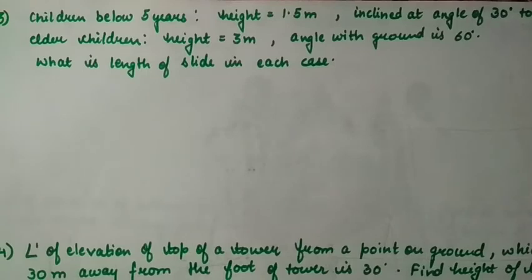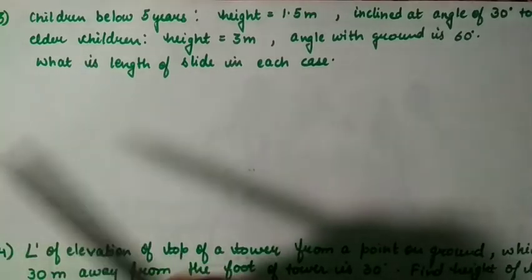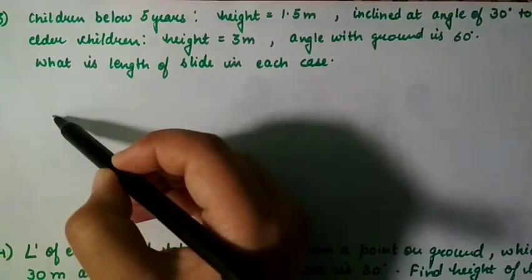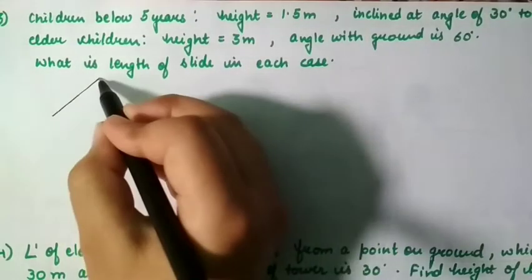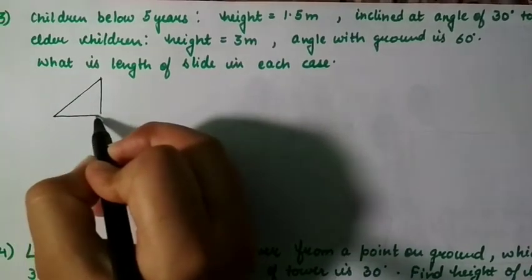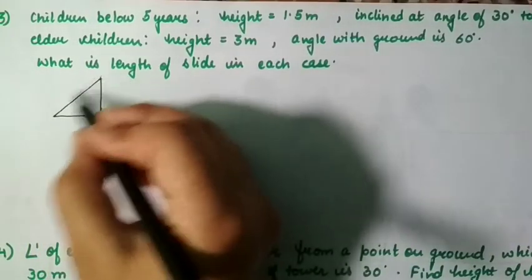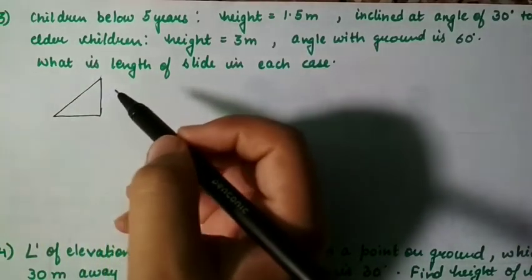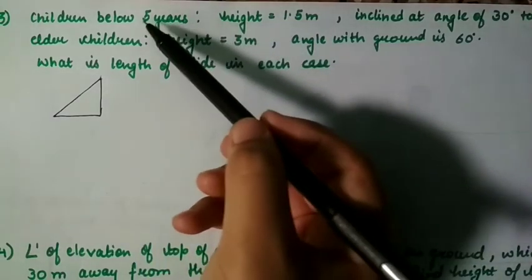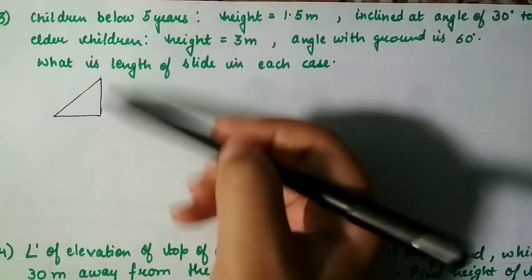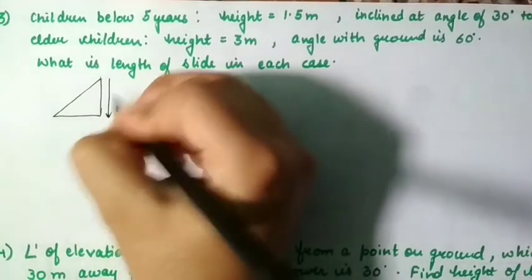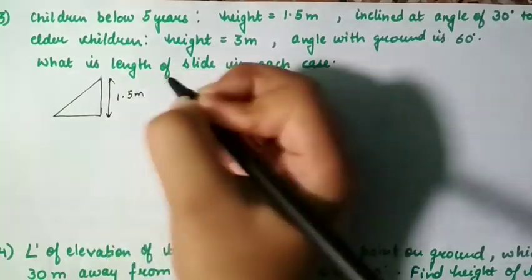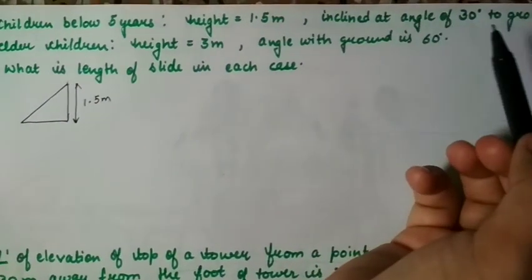In this question, a contractor plans to install 2 slides for the children to play in a park. So they have decided to install 2 slides. The slide on which you slide is of the shape of a right angle triangle. From here you go up, then you slide. This is the slide. The contractor decides that for children below 5 years, the height of the slide will be, it means this height will be 1.5 meters, and it would be inclined at an angle of 30 degrees to the ground.